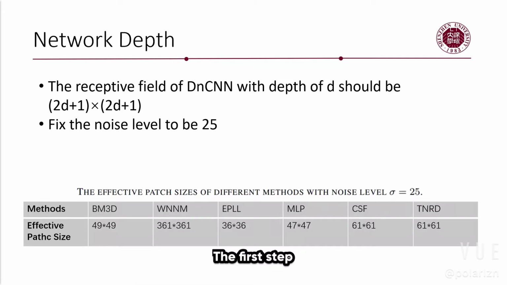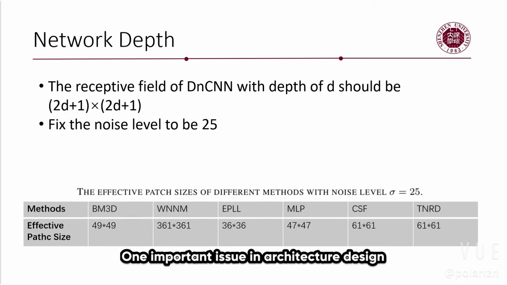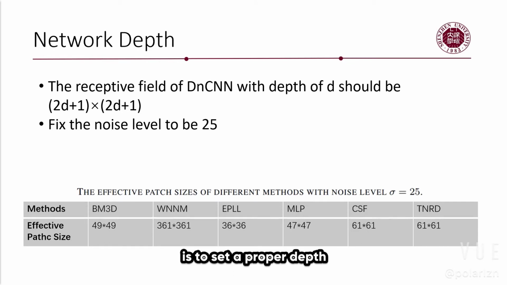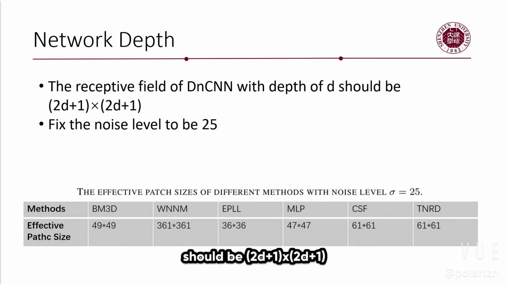The first step of training a deep CNN model for the specific task is network architecture design, including network depth and network architecture. For a better trade-off between performance and efficiency, one important issue in architecture design is to set the proper depth for DnCNN. We set the size of convolutional filters to be 3 times 3, so the receptive field of DnCNN with depth of D should be 2D plus 1 times 2D plus 1.